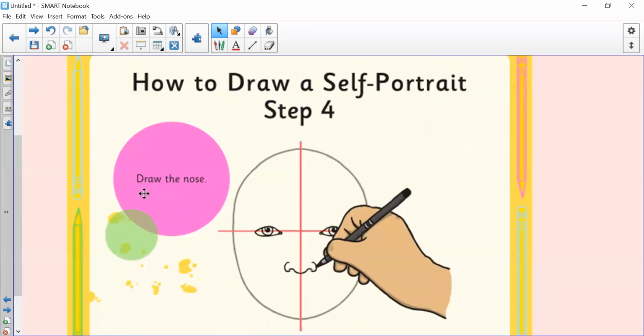Next up, draw your nose. Again, how far down from your eyes is your nose? What shape is your nose? Draw that now.